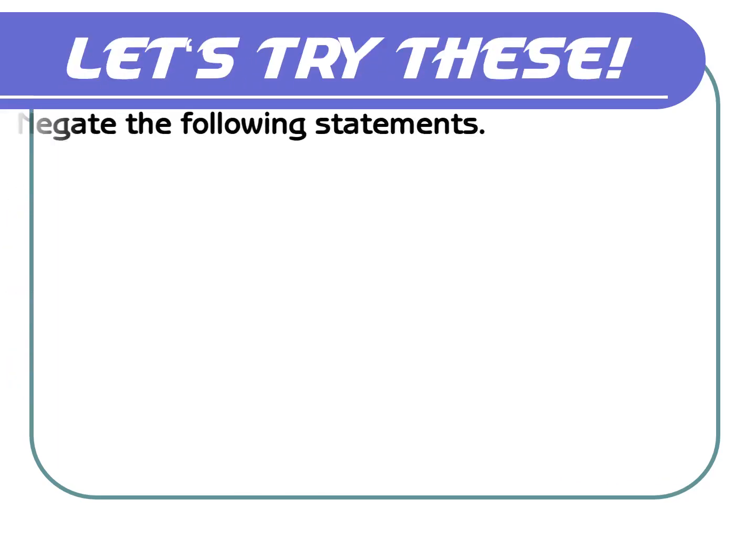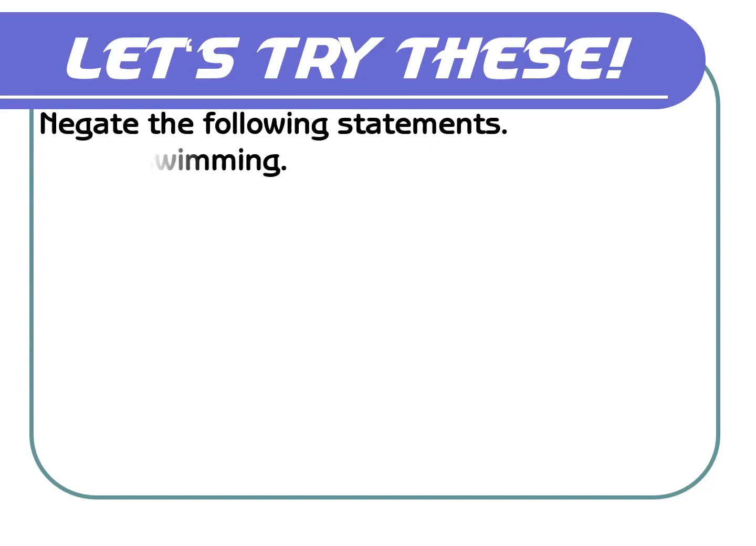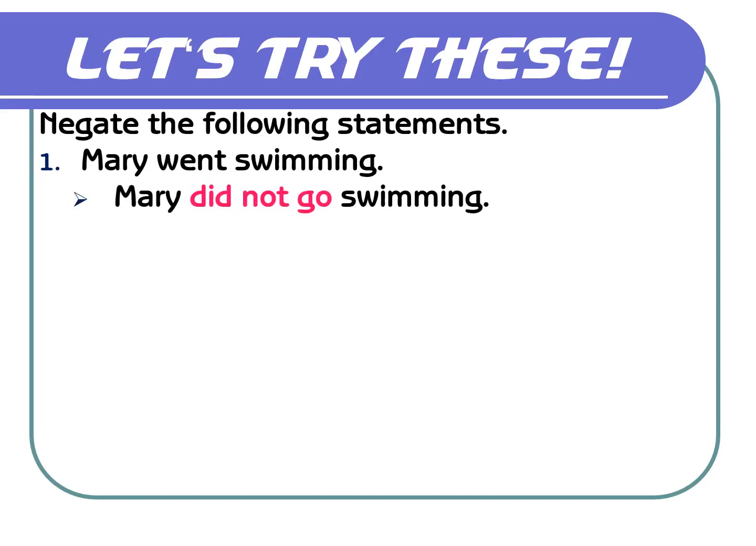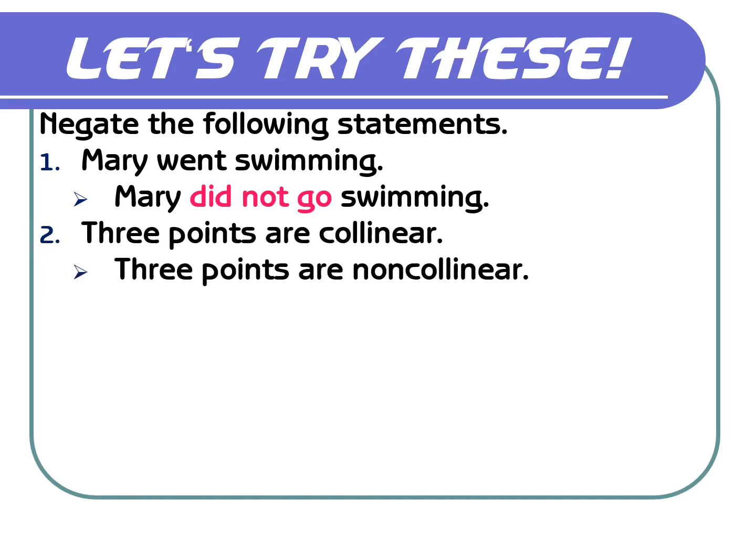Okay, let's have an example. Negate the following statements. Mary went swimming. The negation will be Mary did not go swimming. Sometimes it is not correct to only insert the word not. If you can write it grammatically correct, much better. For number 2, 3 points are collinear. The negation will be 3 points are non-collinear. So we have the word non-collinear in mathematics.